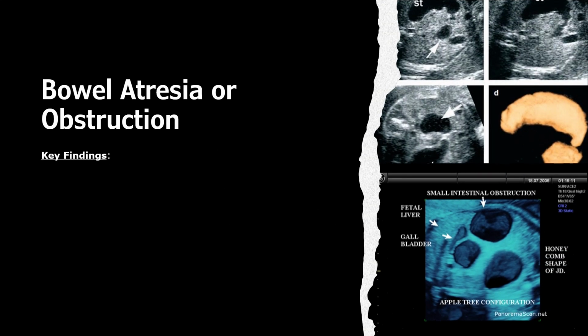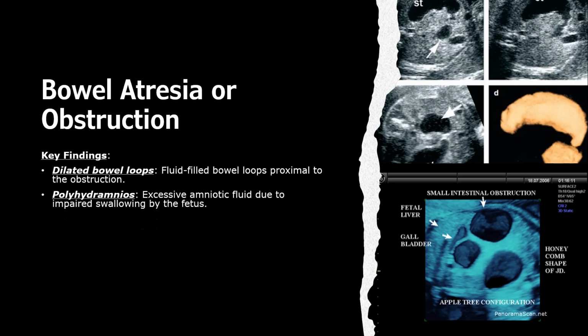The ultrasound findings in bowel atresia or obstruction can provide crucial diagnostic clues. Our first finding can be dilated bowel loops, where there are fluid-filled loops seen proximal to the obstruction, indicating a blockage. Accompanying polyhydramnios, maybe late onset polyhydramnios, due to impaired swallowing, is commonly seen in gastrointestinal obstructions, of course.